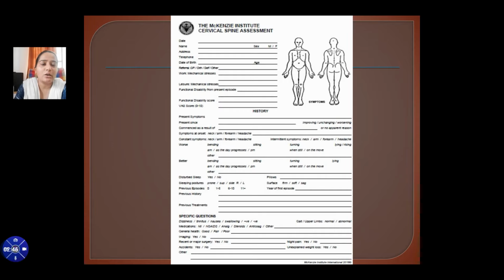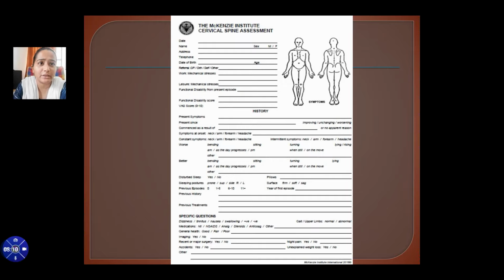We can see a body diagram given on the right hand side of the form. In case of neck pain, two diagrams are given, one anterior and the other posterior. We have to mark whether the pain is anterior or posterior on the neck in the cervical region, and if it is radiating to the arms, then we also have to mark it in the arms.